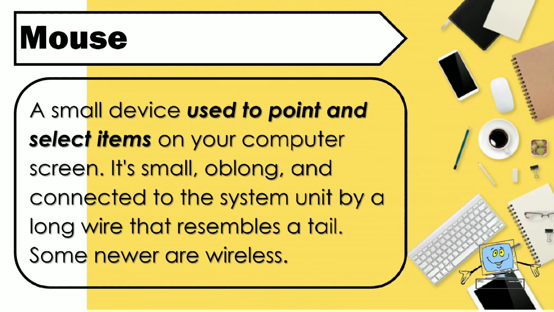Mouse. A mouse is a small device used to point and select items on your computer screen. Although mice come in many shapes, the typical mouse does look a bit like an actual mouse. It is small, oblong, and connected to the system unit by a long wire that resembles a tail. Some newer mice are wireless.